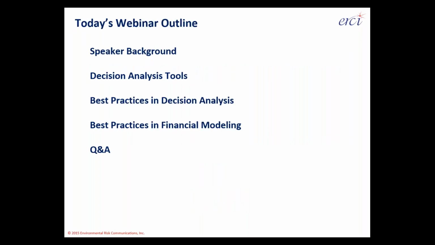Our outline for today is I'll give you a little bit of background on decision analysis tools and what we see as best practices in decision analysis, particularly as it applies to environmental liabilities, and best practices that we see in financial modeling. Again, as exclusively we see them applying to environmental liabilities.